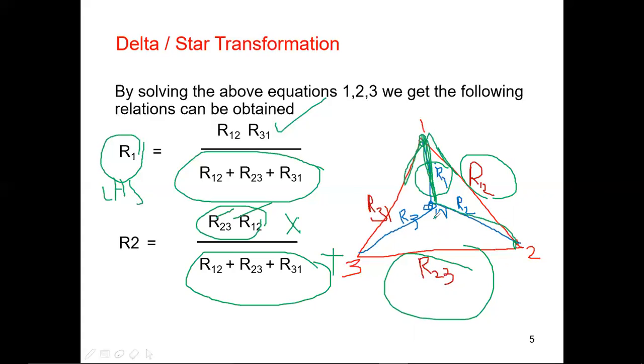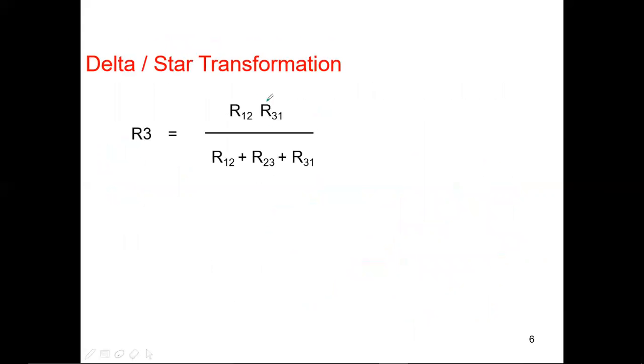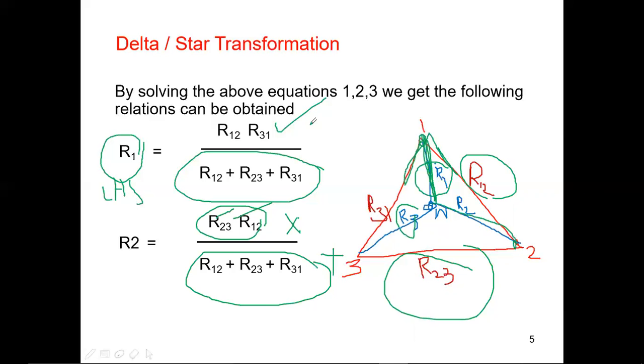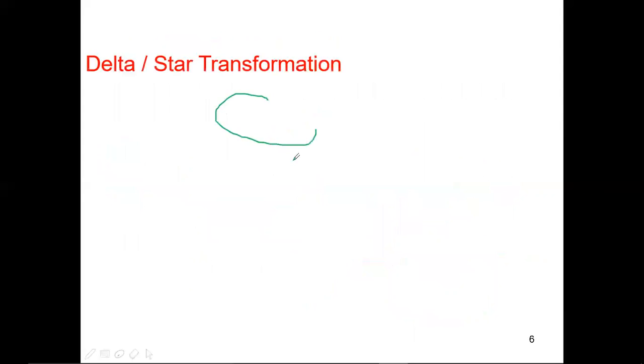Right. Next R3. R3 is also the same. The product of the arms adjacent to R3. R3 is connected in between two adjacent arms, R23 and R31. This is the numerator, R23 times R31, right? R23, R31. It should be R23. You wrote it wrong.